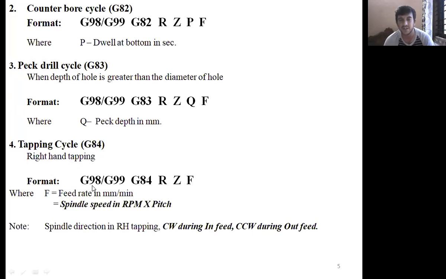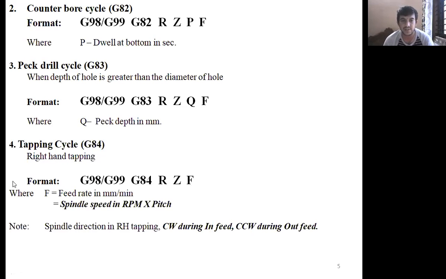Now what is the block format? You can see G98 or G99, then the tapping cycle code G84, then X, Y, Z, F. Again, R stands for safe height, Z stands for the depth of the hole or depth of the tap, and F is the feed rate. But here, don't write the feed rate directly. Whatever feed rate is given in the problem, that value should not be taken here.